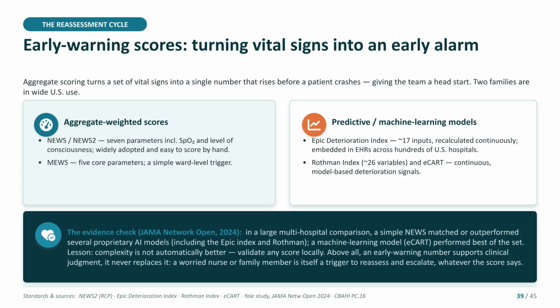Early warning scores provide an objective alarm, but they support, rather than replace, clinical judgment. Whether using simple weighted scores or complex predictive models, a worried nurse or family member is always a sufficient trigger to reassess and escalate care immediately.